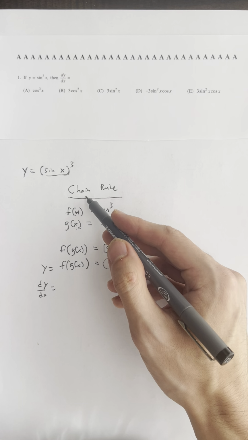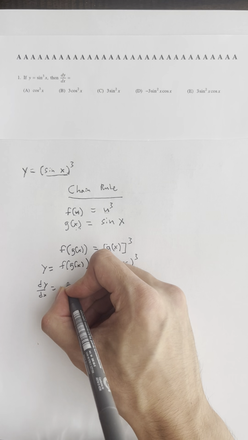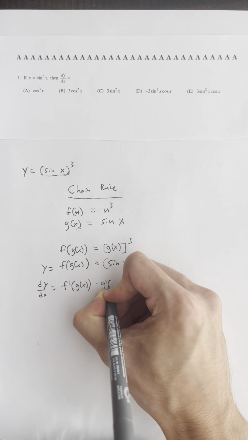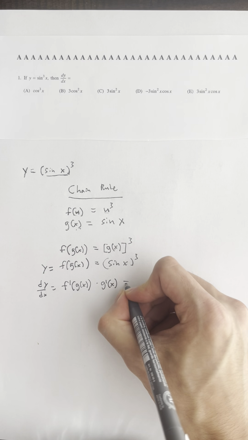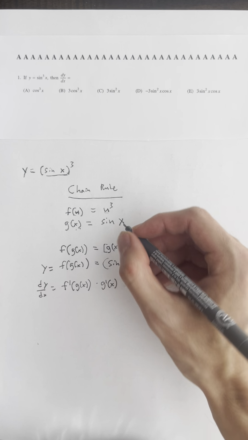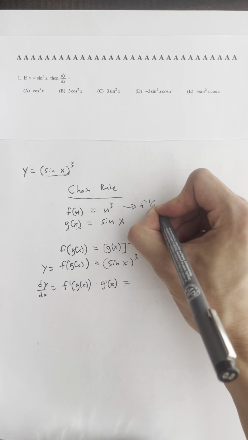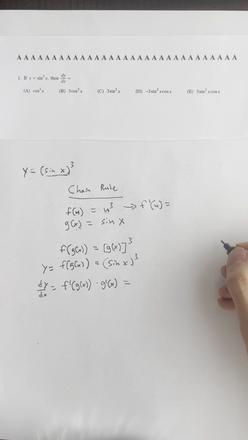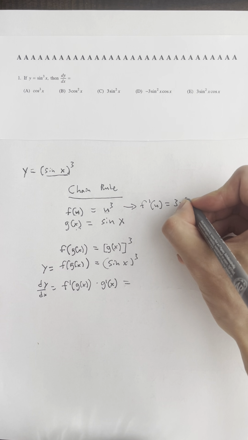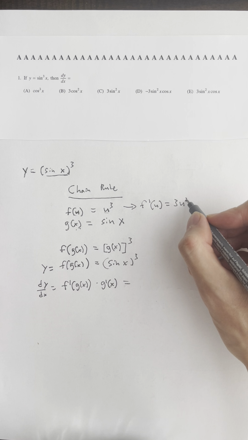So what's the formula for chain rule again? f prime of g of x times g prime of x. Okay, so if f of u is u cubed, what's f prime going to be? Well, I need to move the 3 over, and then I need to subtract 1 from here. So u is getting raised to the power of 2.